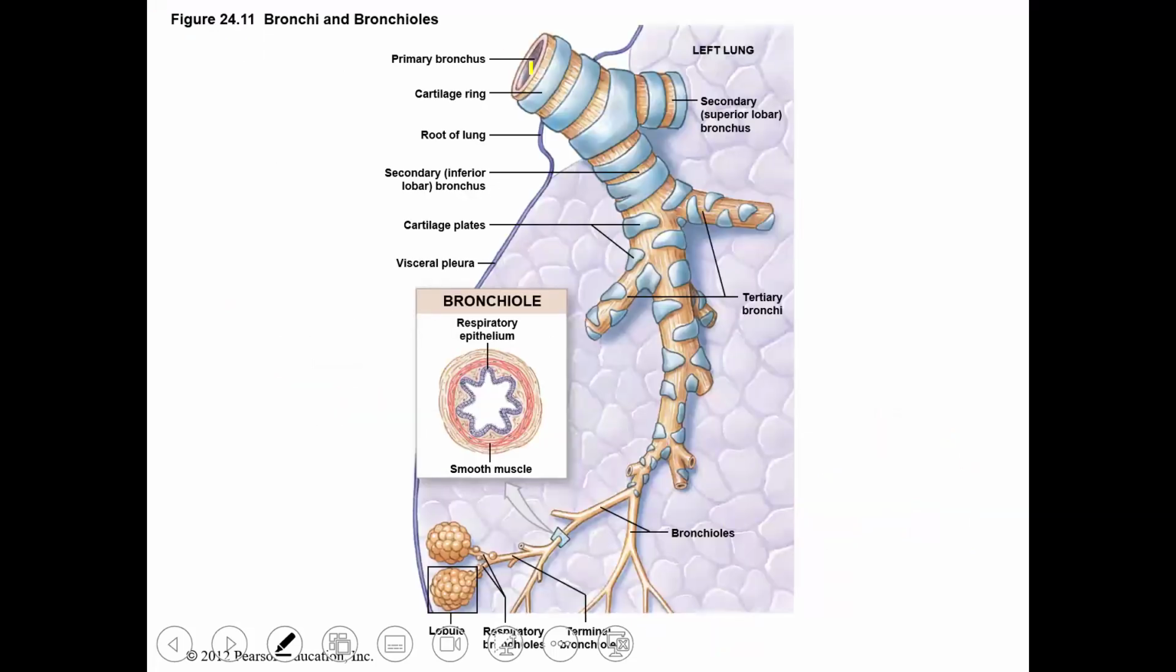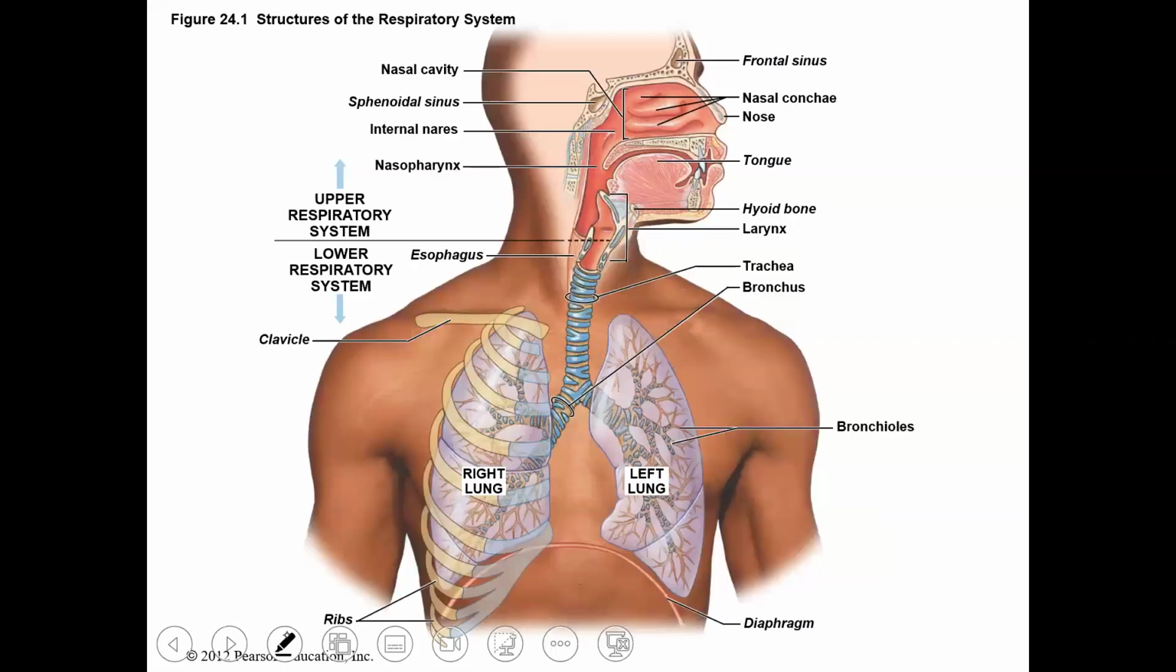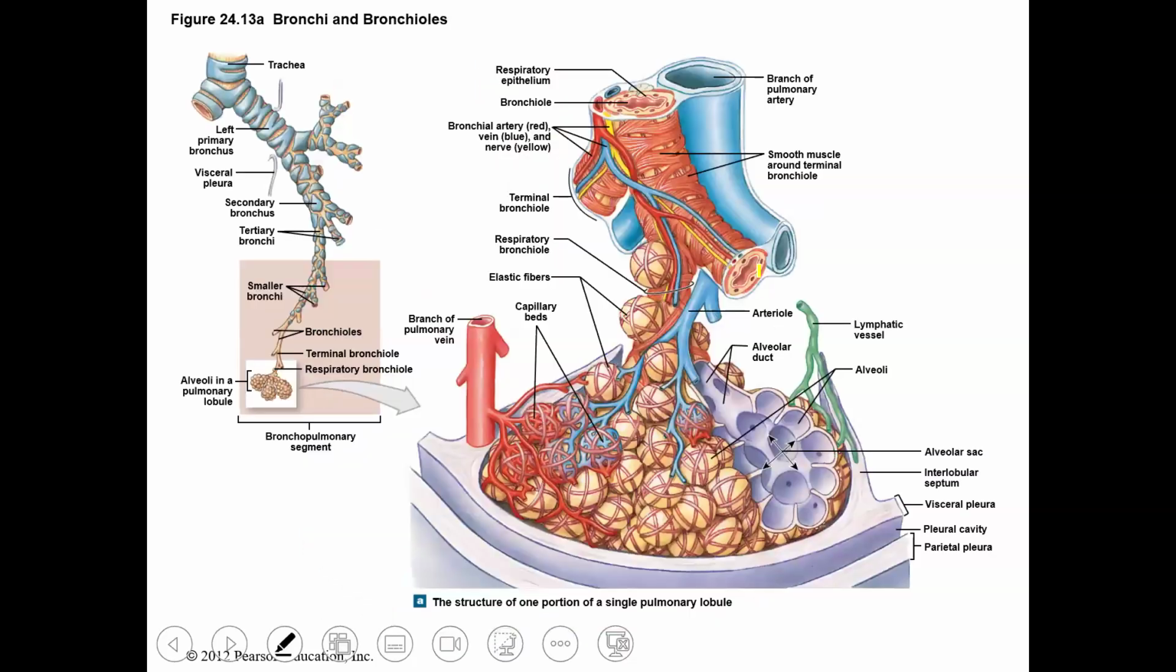So our primary bronchus, cartilaginous rings, secondary bronchus, cartilaginous rings, you see cartilaginous plate, visceral pleura, you see a little bronchiole right there. You can see the little alveoli, little grape-like clusters right there where the air exchange happens. So again, upper respiratory system, lower respiratory system, make sure you know what is in what. And we can see our little alveoli here.